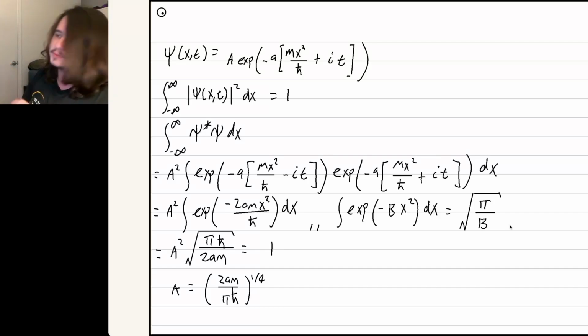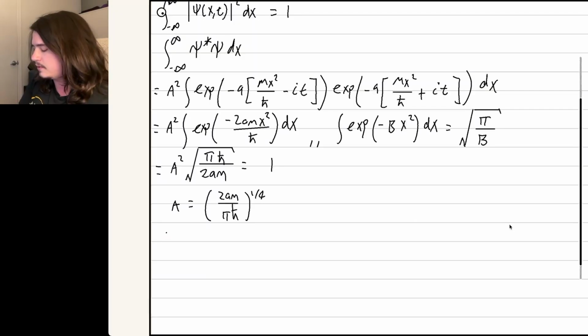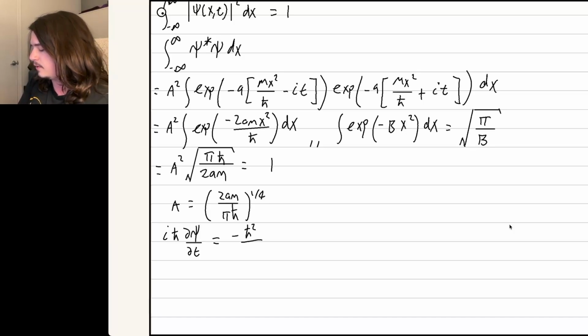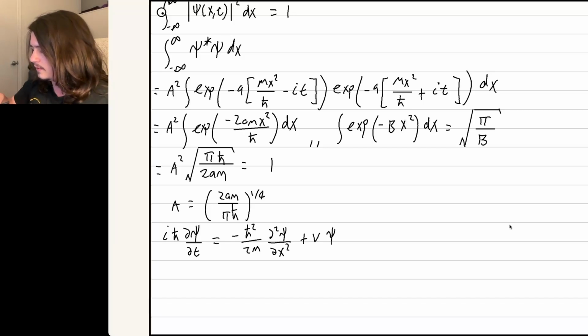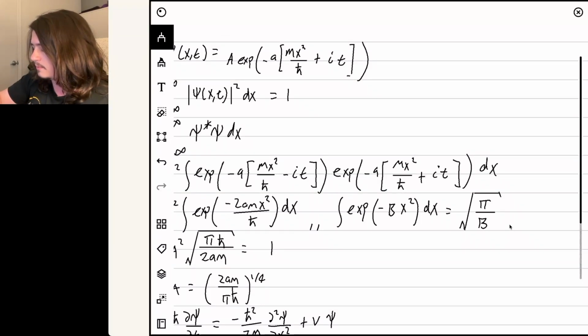Now we need to use the Schrodinger equation to see what the potential energy is. The Schrodinger equation is going to read i h bar del psi del t is equal to minus h bar squared over 2m times the second derivative of the wave function with respect to position, plus the potential times the wave function. All right. The wave function is an exponent. I'm just going to copy it down.